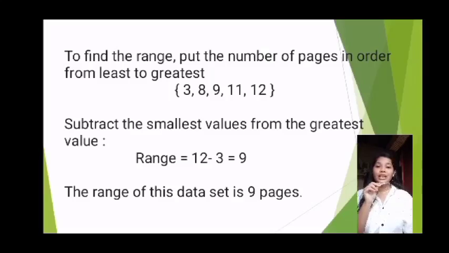So as you see, the range is like that. The lowest is 3, the highest is 12. So subtract the smallest value from the greatest value. 12 minus 3 equals 9. The range of this data set is 9 pages.